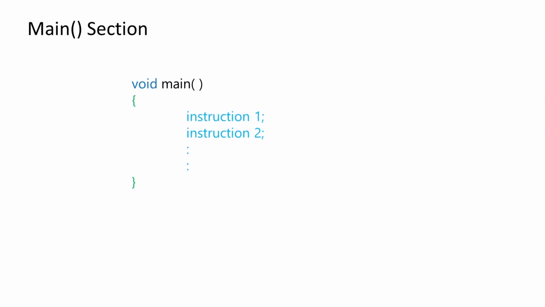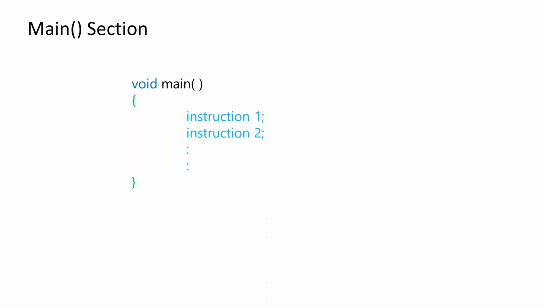Next section is main function section. The main function section is a fundamental component in a program. It is the starting point of execution for every C program. It contains the code that will be executed when the program runs, and it is a mandatory component of any C program. The main function has a specific structure that must be followed.